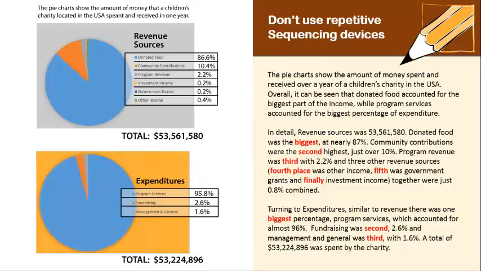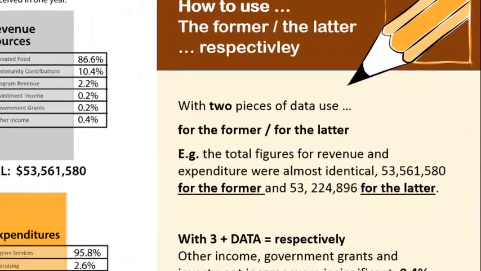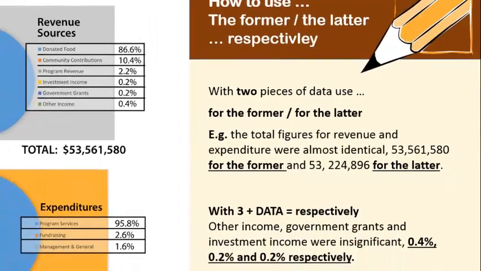Now, when we talk about cohesion, sometimes it's good to use these words. These are examples of cohesive devices. These are substitutional referencing as well. So we're going to use for the former and for the latter when we have two pieces of data, and it just stays in the same order. When it's three or more pieces of data, you need to use the word respectively. So in that little phrase there, you see how they've done that. Other income, government grants and investment income were insignificant, 0.4%, 0.2% and 0.2% respectively.